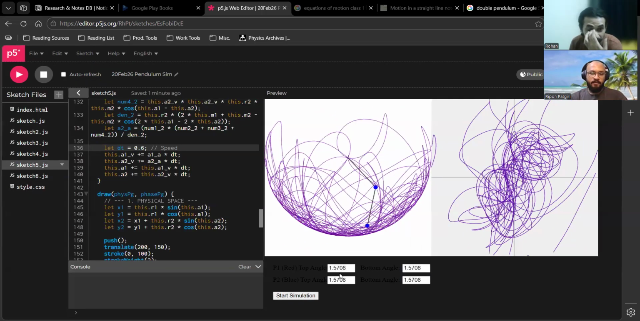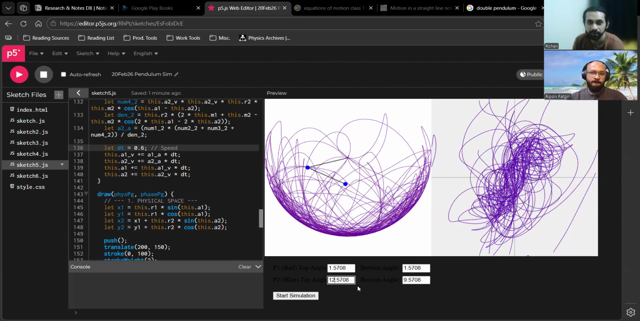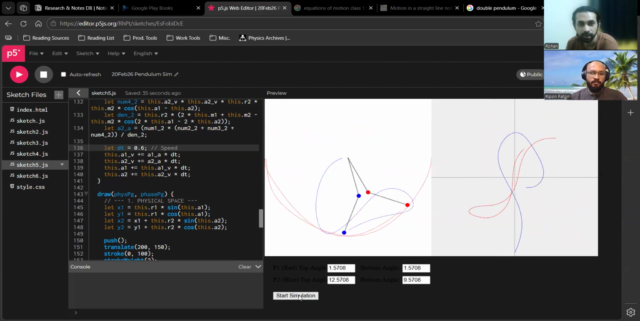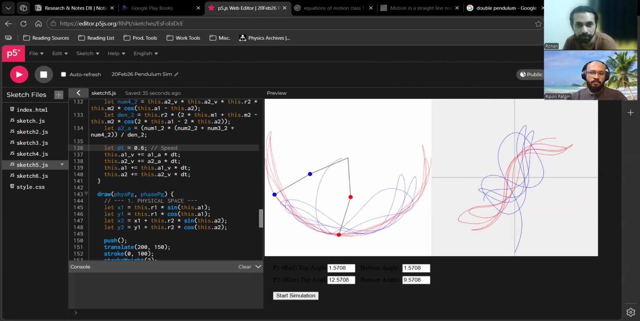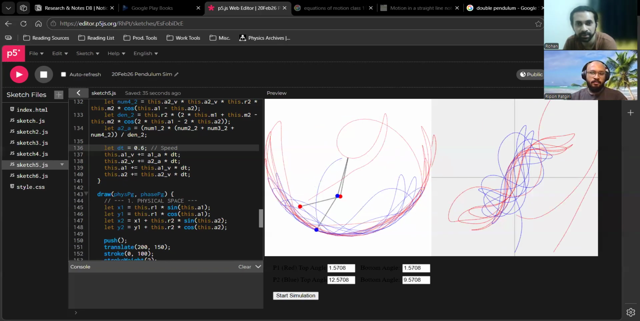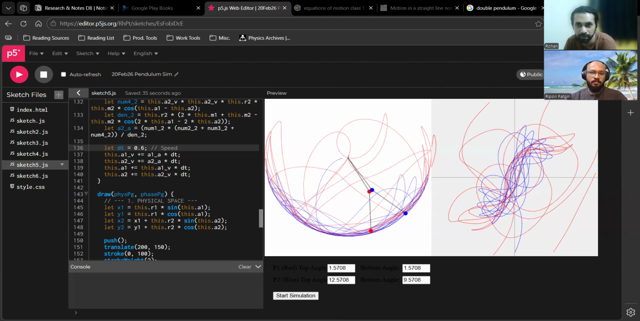But now if you see, these are the angles. These are the initial angles. Now suppose I change the angle for the second pendulum to something different. Suppose I'll make it 9 and I'll make it 12. So now the initial angles with which they both start are very different. Now let's see how it looks. Okay. Now this is obvious, if the angles are very different, their behavior will be completely different.